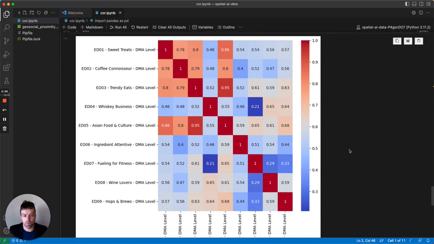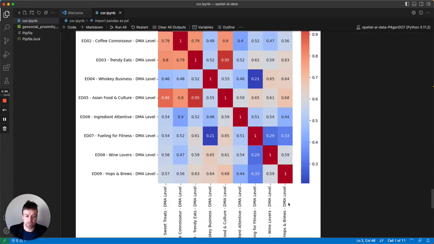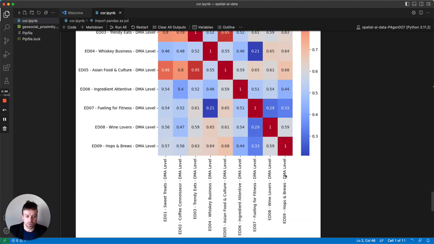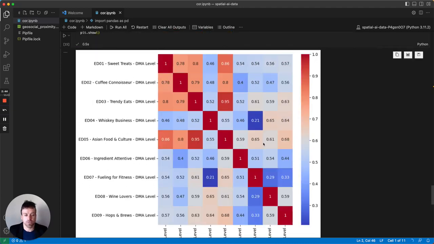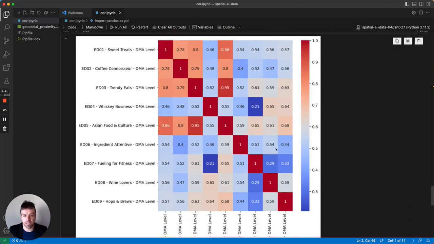So for example, what you can see is, of course, the diagonal is things matched to themselves, so there should always be a 1-to-1 correlation there. Hops and brews is one correlation because they're the exact same thing. But we can also see some strong correlations.